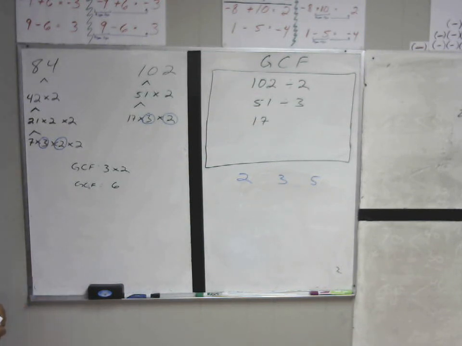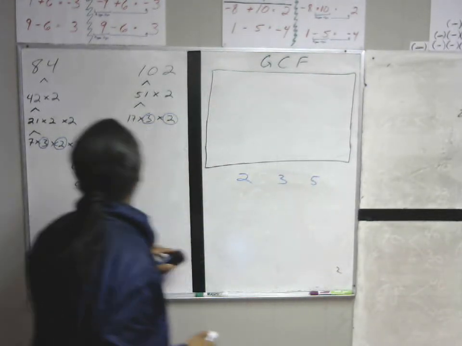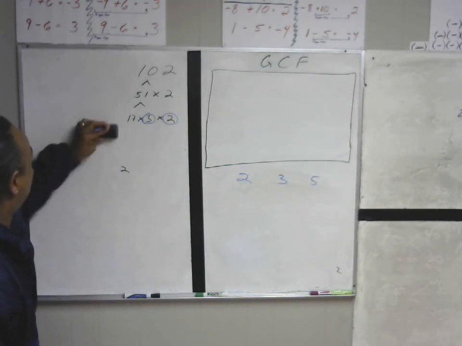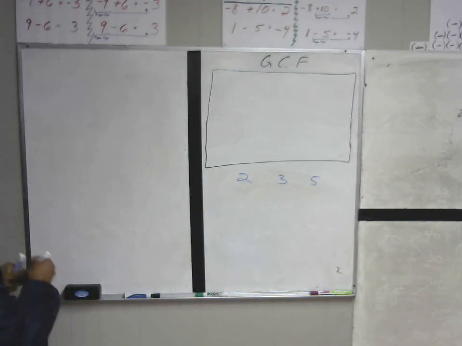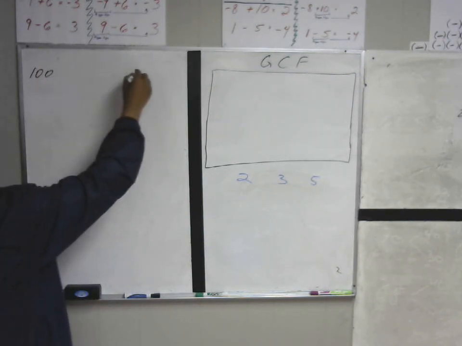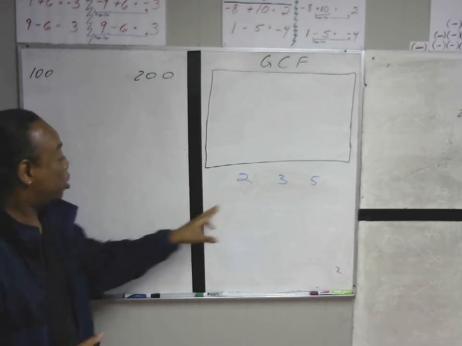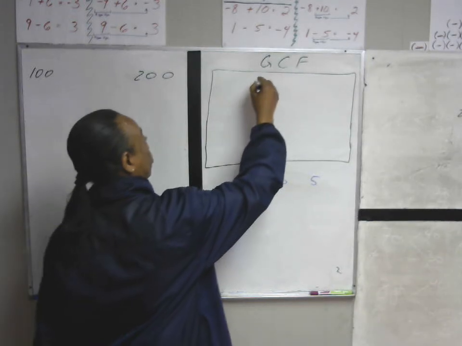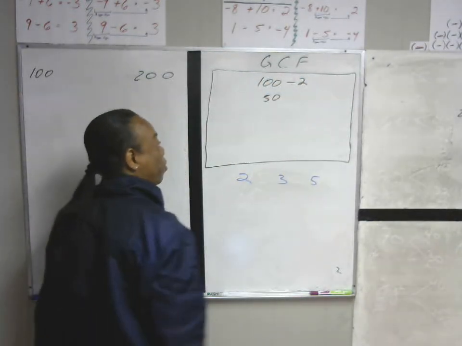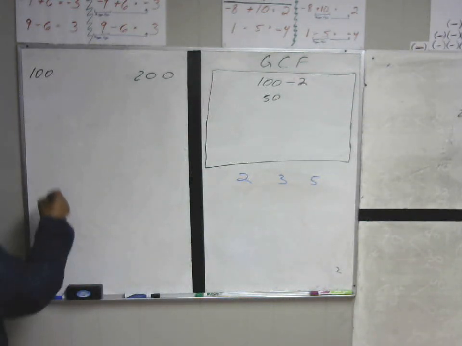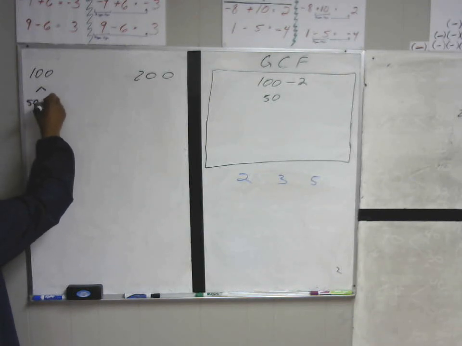All right. Let's take a look at 2 more numbers: 100 and 200. And so we'll begin with 100 dividing by 2. 100 divided by 2 makes 50 on your calculator. So we're going to write a little split here. 100 becomes 50 times 2.